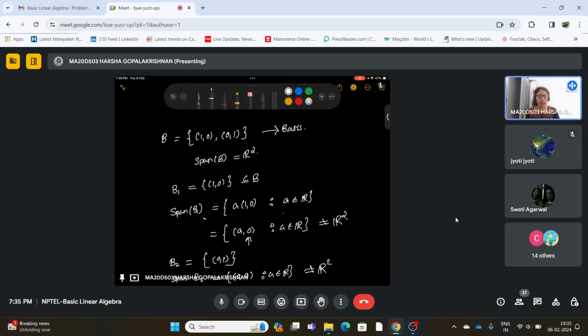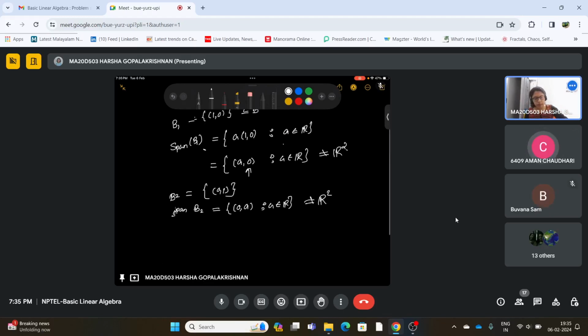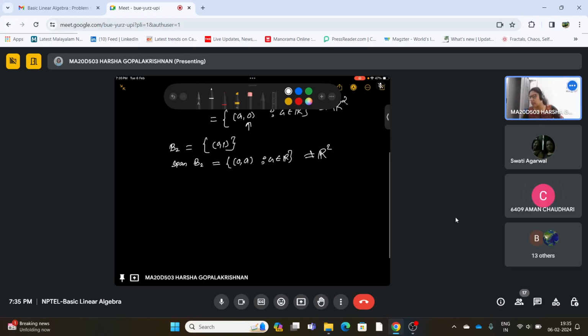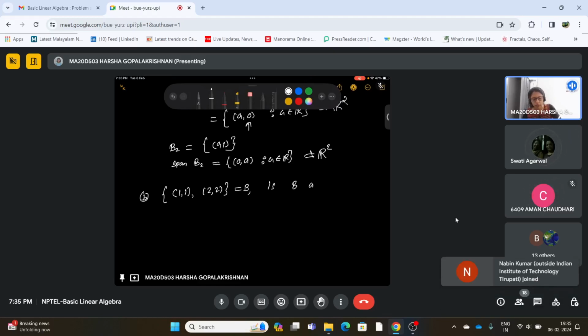Is that clear? Okay, next question. B is the set containing 1 1 and 2 2. Is B a basis of R2?